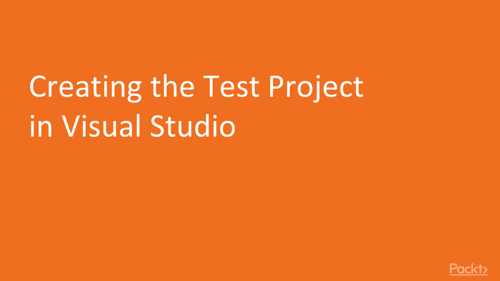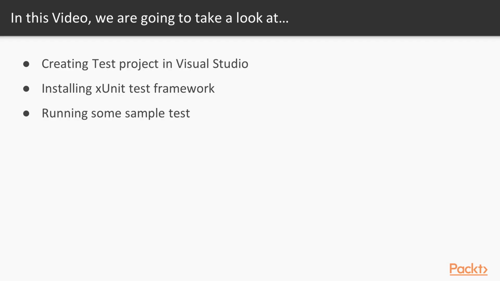So, as stated already, in the first video of this section, we will create a test project in Visual Studio and get hold of some tips and tricks. Here is the plan of attack. We will see how we can create test projects in Visual Studio, install the XUnit test framework, and run some simple tests. In the next video, we are going to do a similar thing in Visual Studio Code.